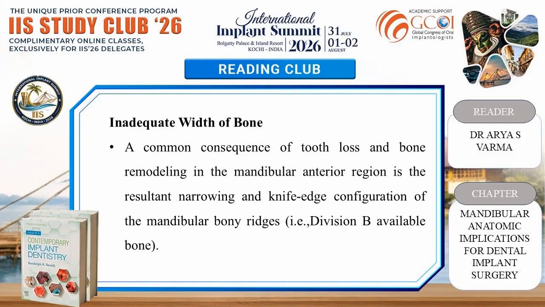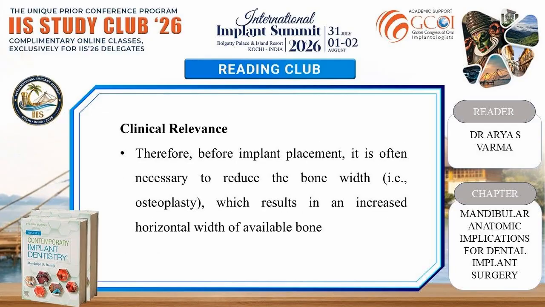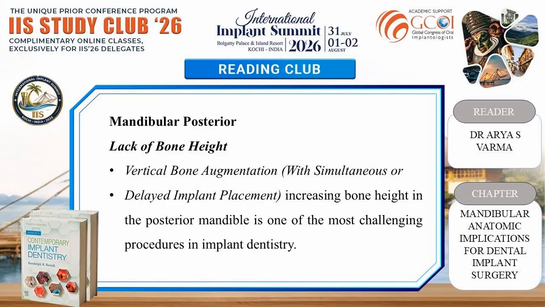Inadequate width of bone. A common consequence of tooth loss and bone remodeling in the mandibular anterior region is the resultant narrowing and knife-edge configuration of the mandibular bony ridges, that is, division B available bone. Clinical relevance. Therefore, before implant placement, it is often necessary to reduce the bone width, that is, osteoplasty, which results in an increased horizontal width of available bone.